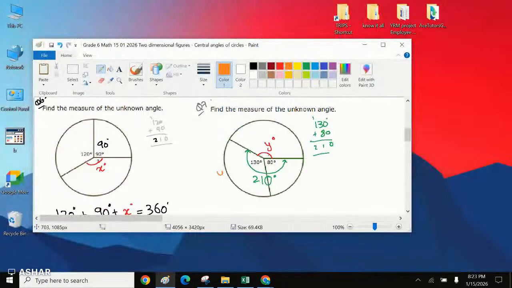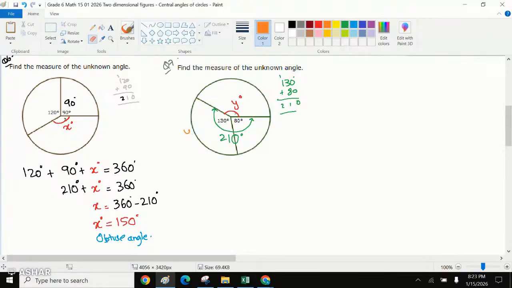So now can I say Y plus 210, if I broke this down into two angles only now? This is a complete angle, right? Should be equal to 360. Y would be 360 minus 210, and Y again comes out to be 150 degrees. Okay, and still it is an obtuse angle.